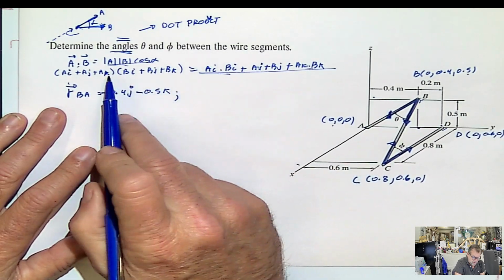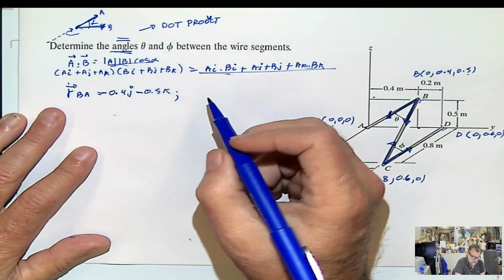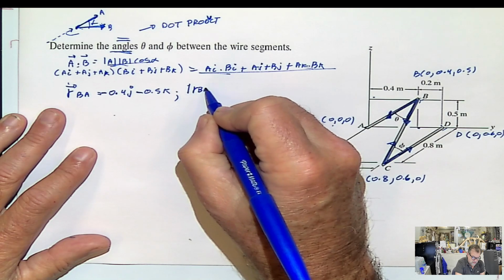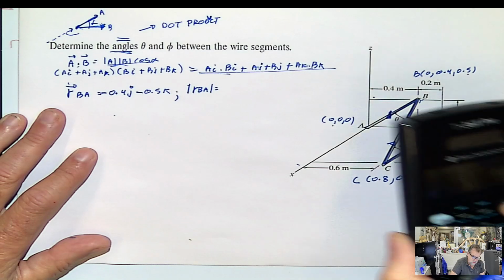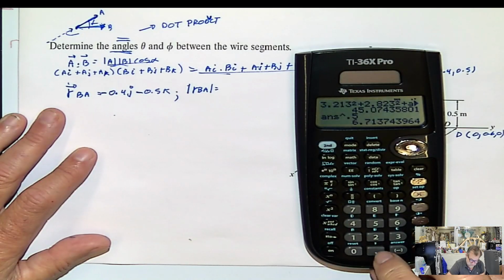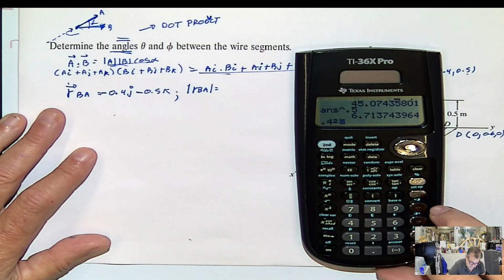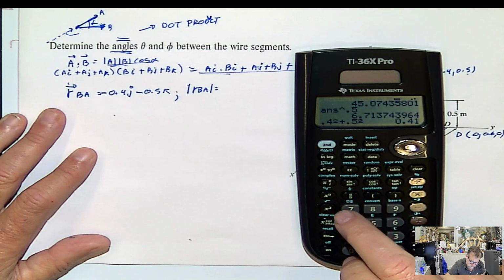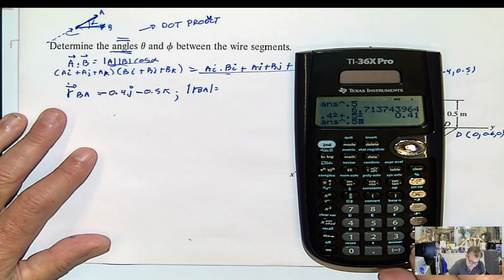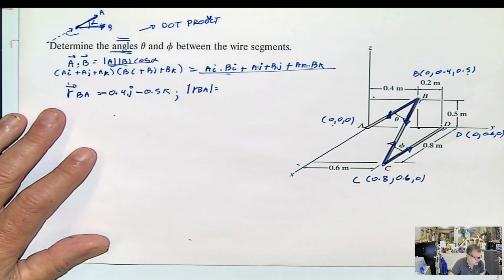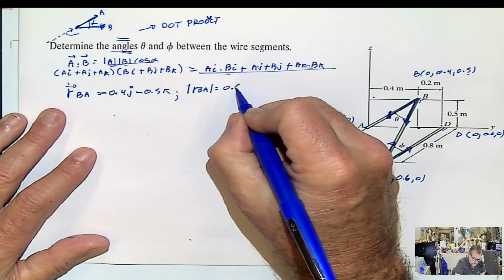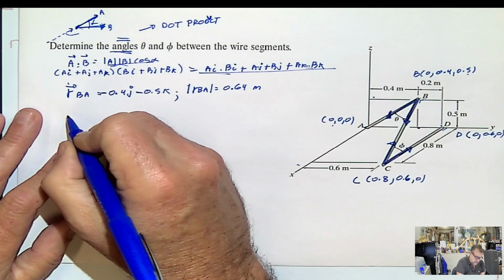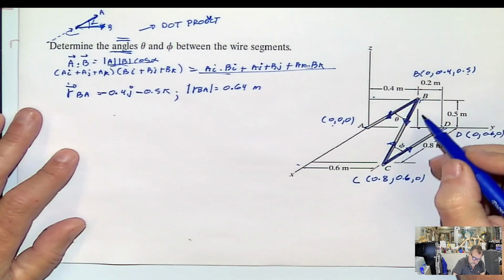We are going to need the magnitude of that. So let's calculate the magnitude of BA. The magnitude of BA will be the square root of 0.4 squared plus 0.5 squared, which is 0.64. And the units are meters, so we can put the units at the end. Now, we're going to need also the position vector BC.